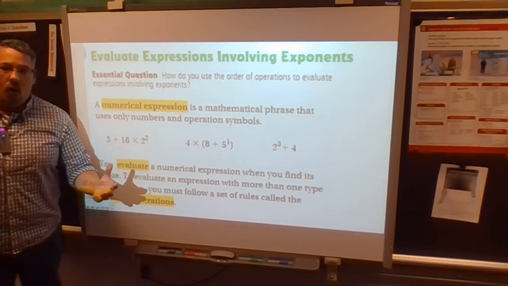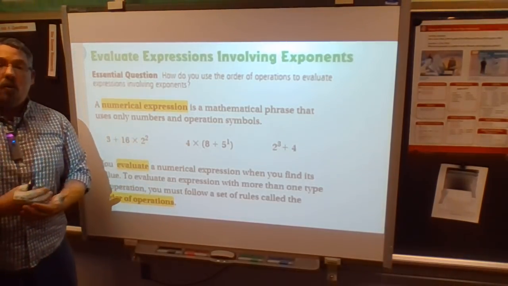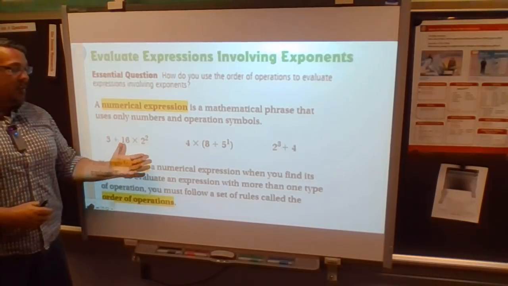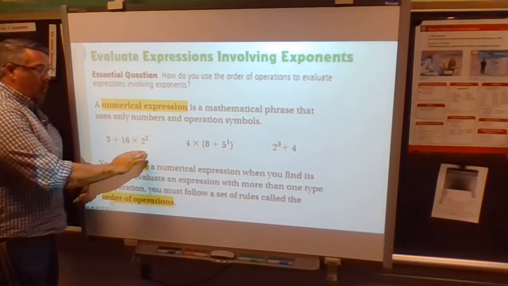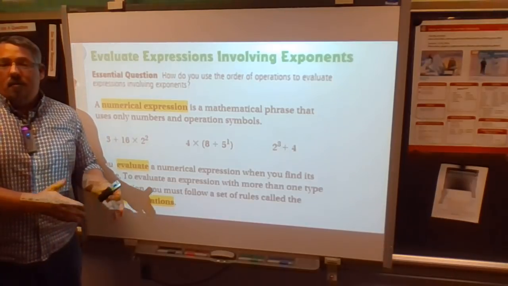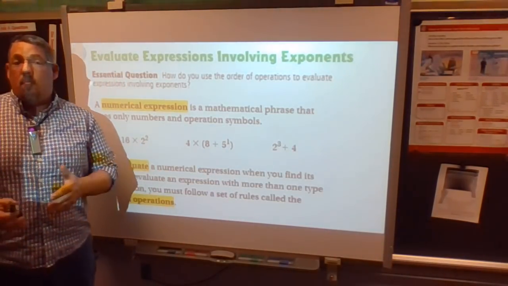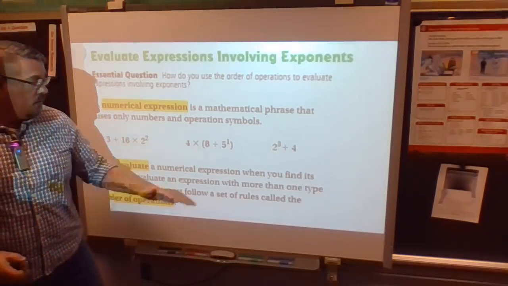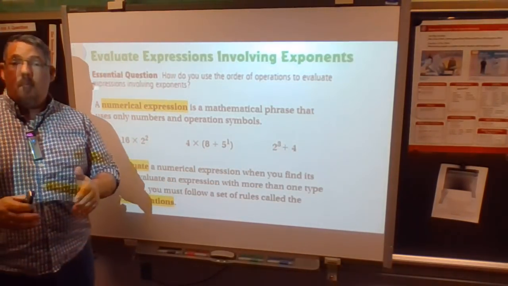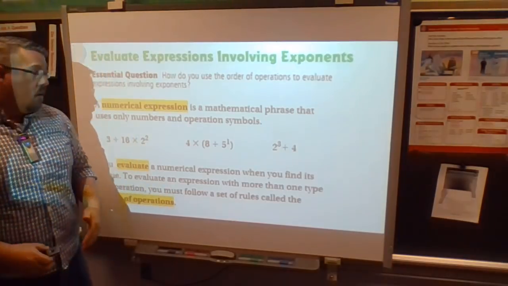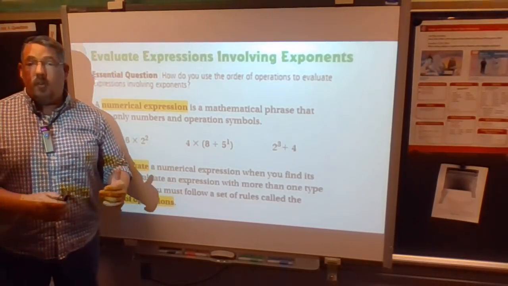So looking at what we're talking about, number one, we're talking about a numerical expression. So we have multiple things that can take place. This is an expression. It is a math problem that doesn't have an answer to it. An expression, a math problem without an answer. Numerical means it has all numbers.